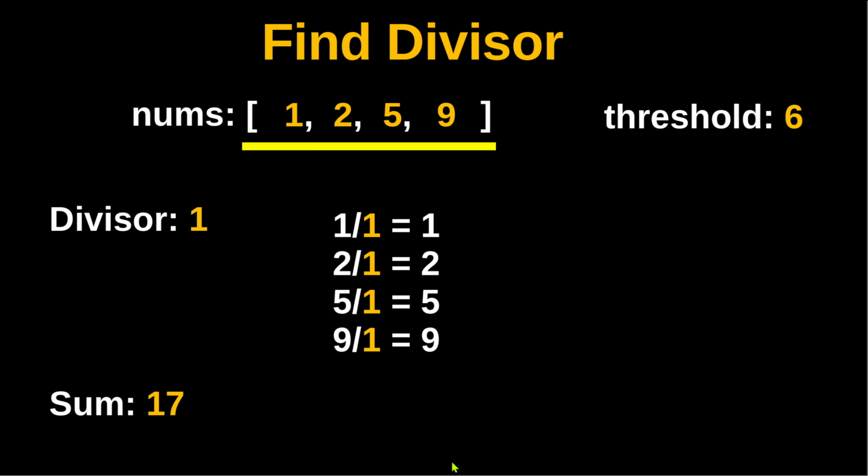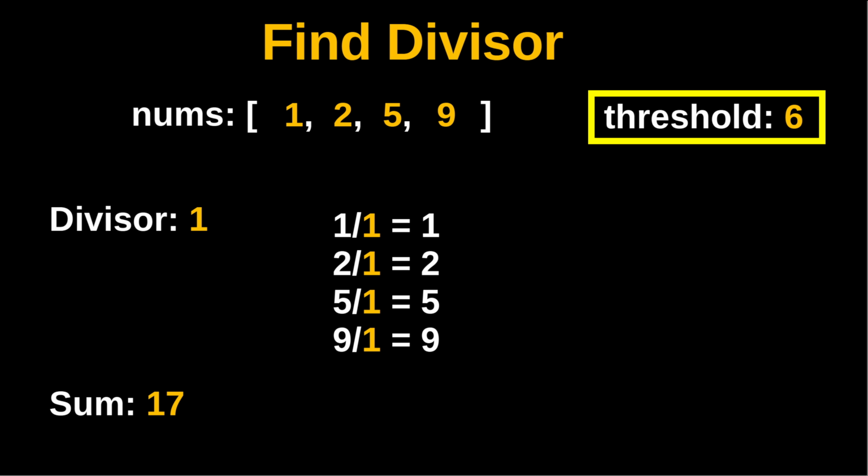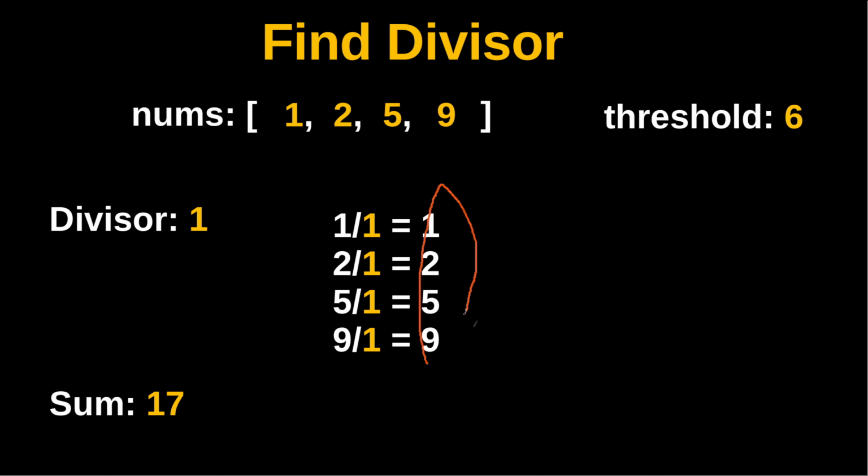Take a look at this array. We have 1, 2, 5, and 9, and the threshold value is 6. Now, suppose our divisor is 1, and we divide every number in the array by 1. The values we obtain are 1, 2, 5, and 9. We add up all these numbers together, and we get a sum of 17. Now, this sum has to be less than or equal to the threshold value. 17 is greater than 6, so this divisor will not work.